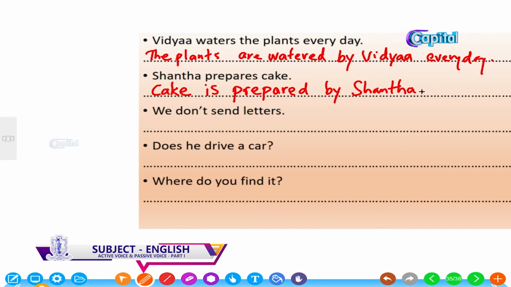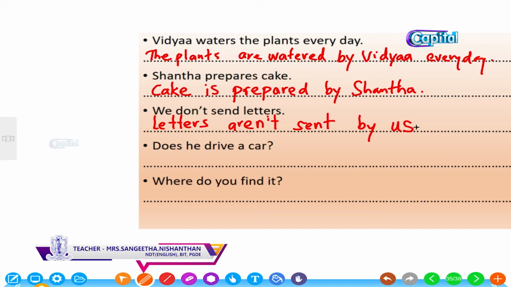The third one, we don't send letters. Who? We. What do we do? Don't send. What do we send? Letters. So, the object is letters. The object is brought here, letters. Plural and simple present tense. So, the be verb is are plus not, aren't. The past participle of the main verb is sent by. We changes as us.